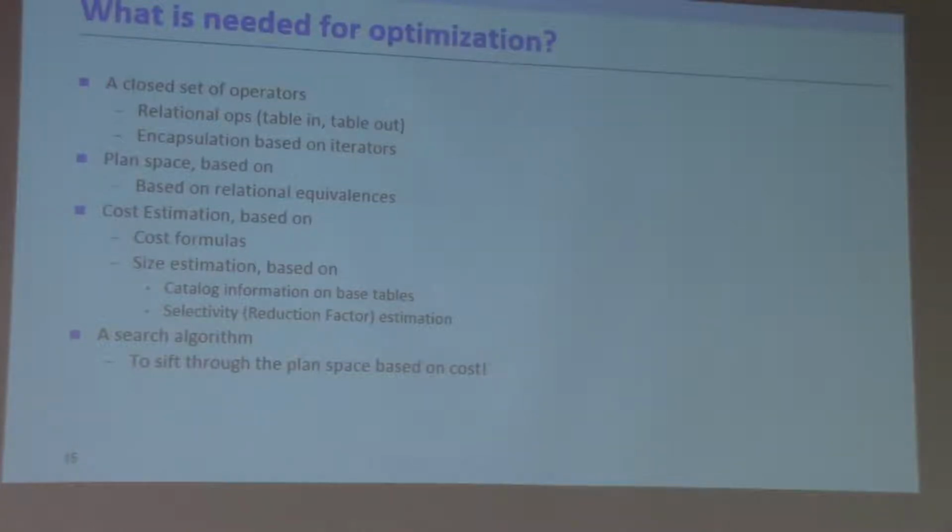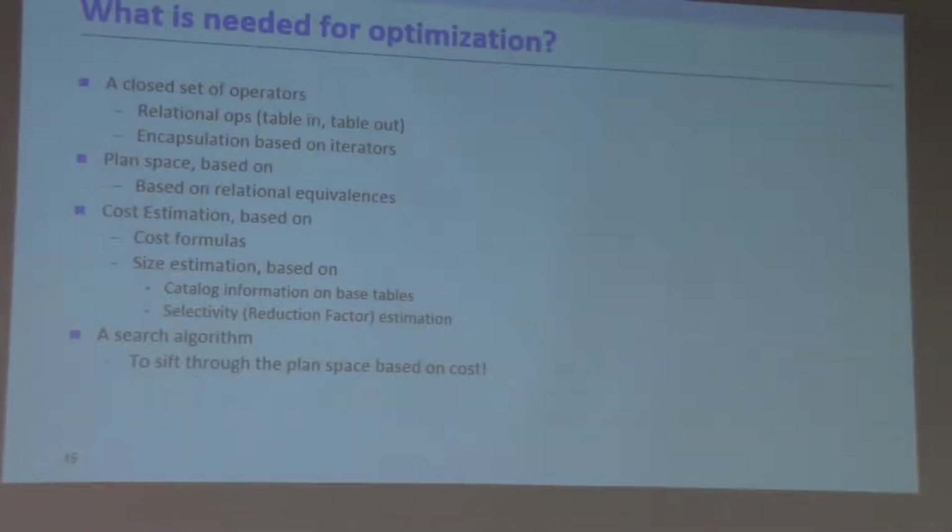So you want to be able to quickly estimate the cost of a given plan without actually executing a query. The final bit we need is, with all of this in place, a search algorithm, for the reasons I just mentioned, which is that the plan space is too big. You cannot afford to estimate the cost of each single plan and choose the most efficient one. That's just impossible because it's too expensive.